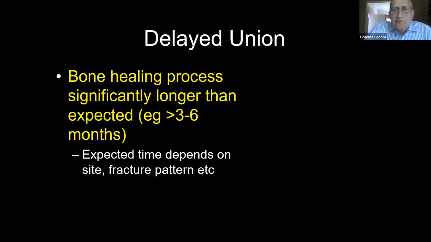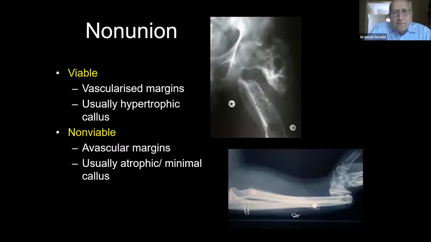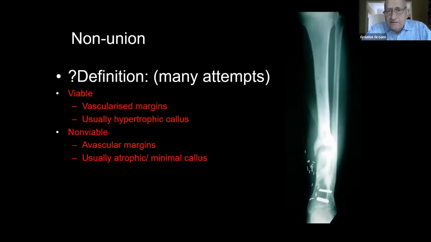Sorry. Now, if we move on from delayed union, we move on to non-union. David didn't offer a definition, and it seems to me that if we're going to consider the problem of fracture non-union, a good place to start would be how to define it. And perhaps we'll come back to these other forms of non-union, but perhaps we could move swiftly on to definition. Now, there have been many attempts and not a huge amount of success.